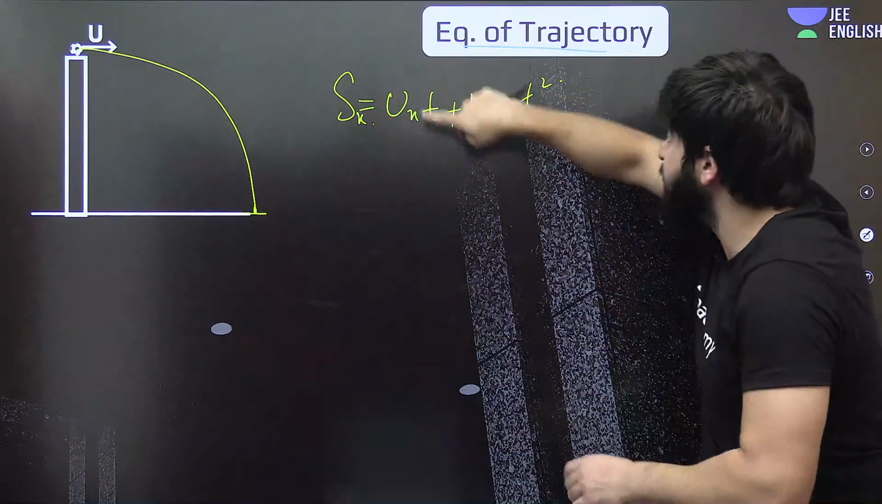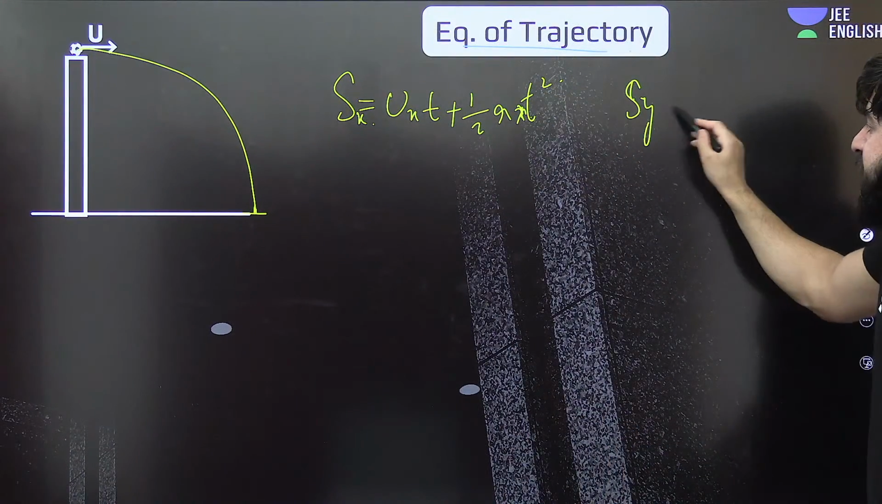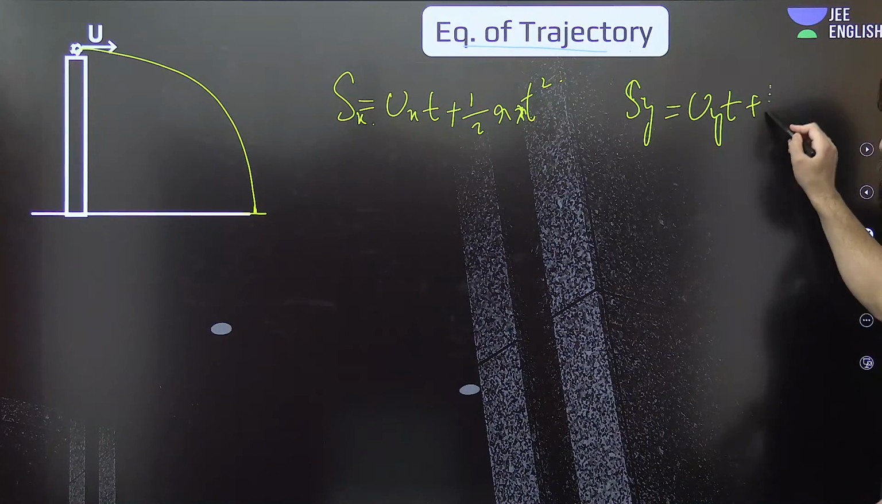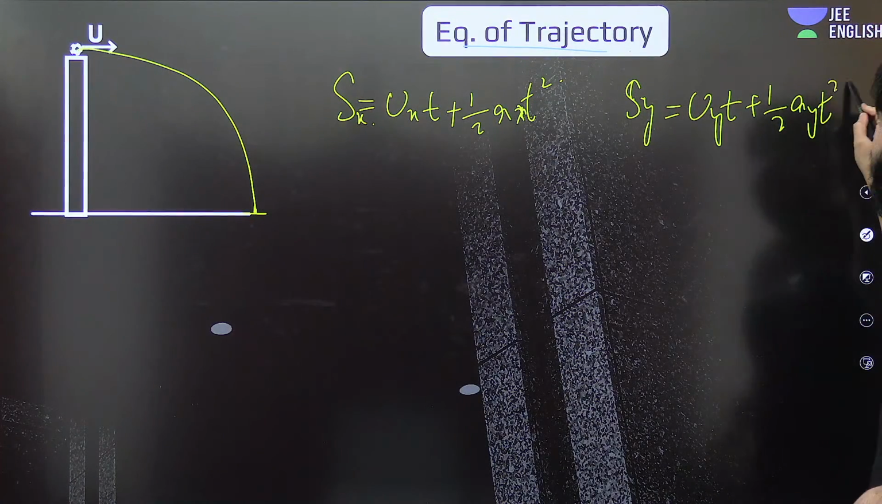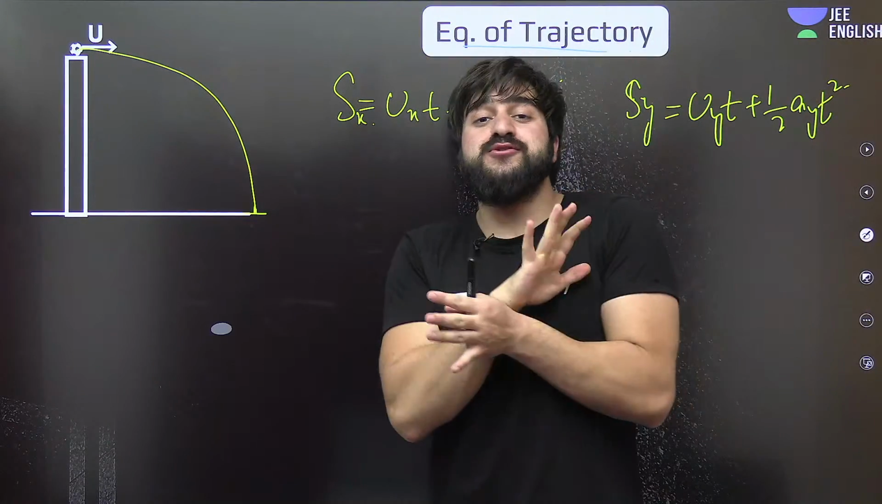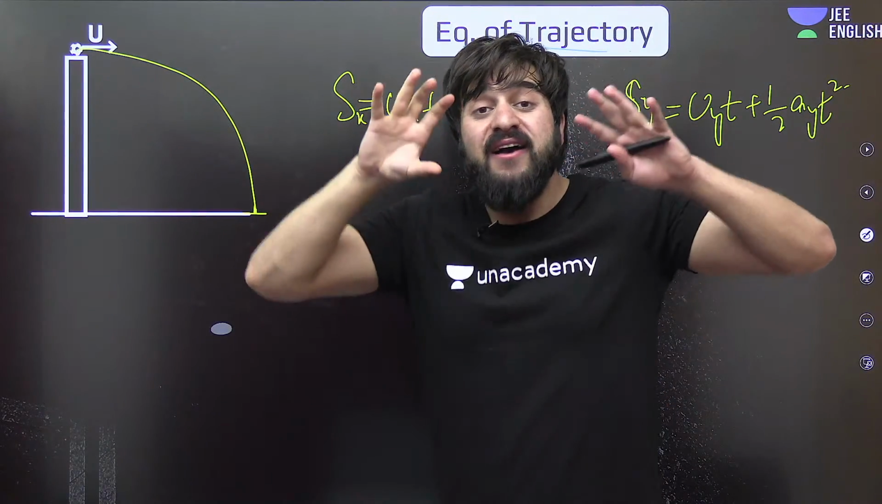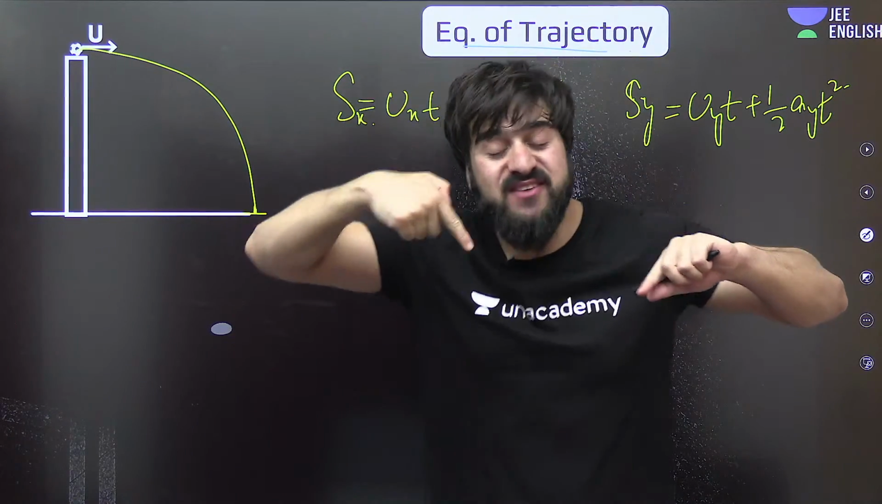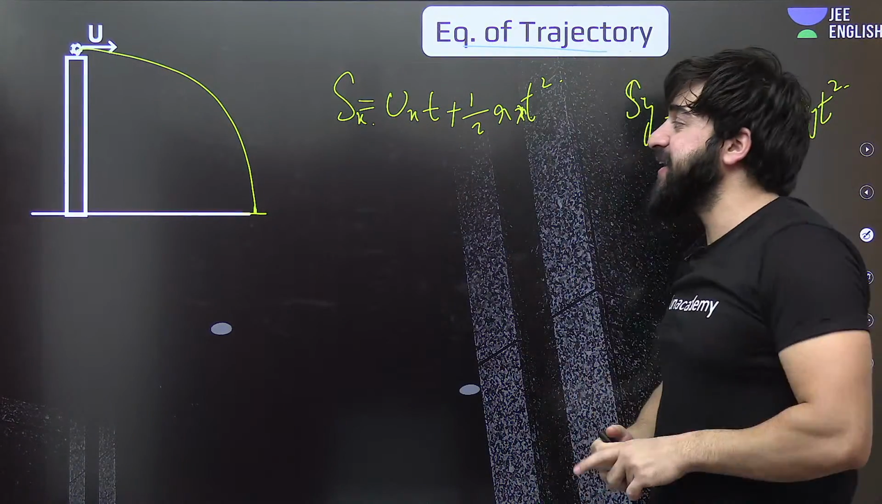And by using the same equation in y direction, that is sy is equal to uy t plus 1 by 2 ay t square, we'll get the value of y. We'll combine those, then we'll get y as a function of x. That is exactly what is needed over here.